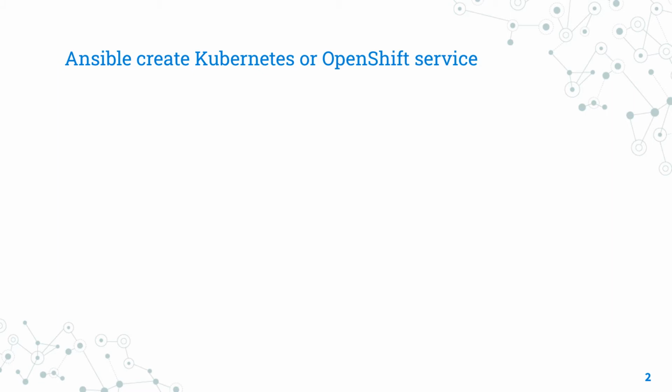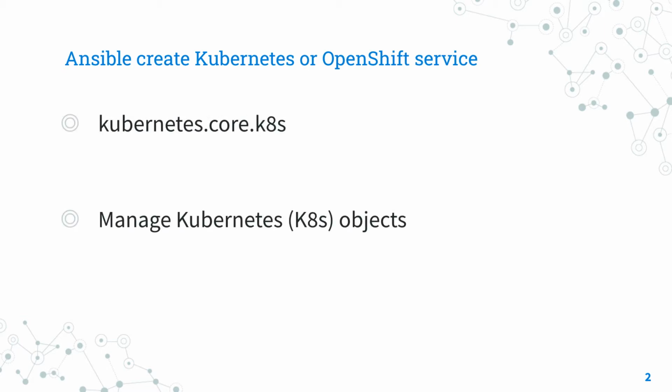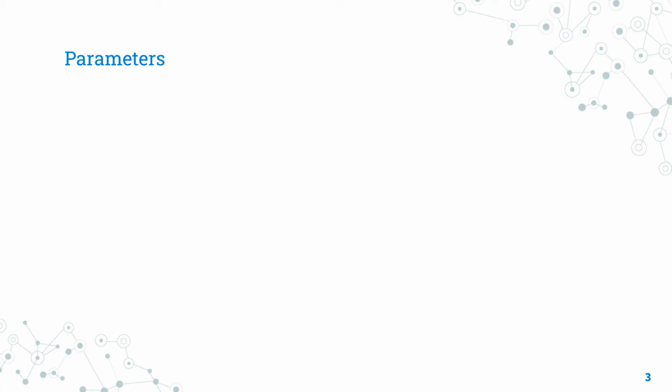Let's talk about the Ansible module K8s. The full name is kubernetes.core.k8s, which means that it's part of a collection of modules of Ansible to interact with Kubernetes and Openshift Cluster. It manages Kubernetes K8s objects.